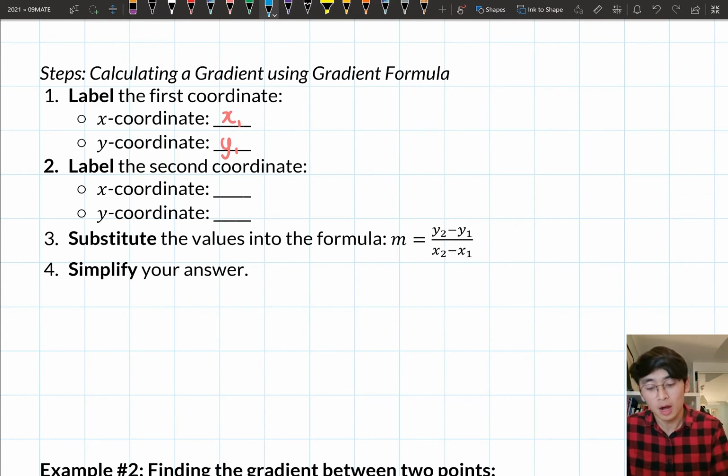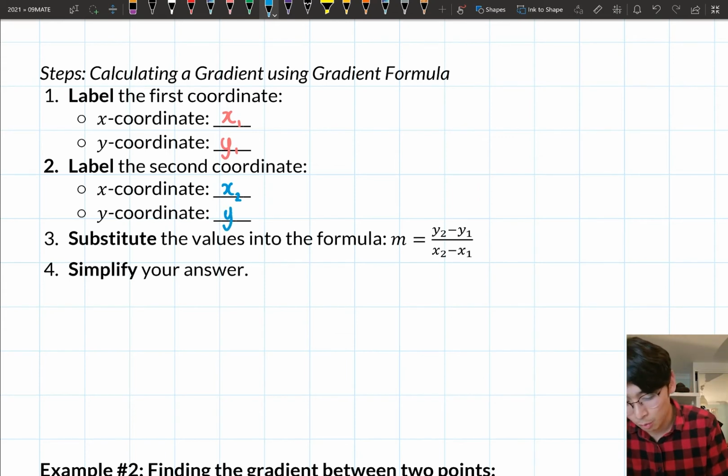And instead of writing x1, we're going to write x2, because that's the x coordinate of my second point. And because we've done that for the x coordinate of my second point, I'm also going to do that for the y coordinate of the second point. So this is going to be y2. Okay, so we're going to label our 2 points, our 2 coordinates. Once we've done that, we're just going to substitute these values into this formula.